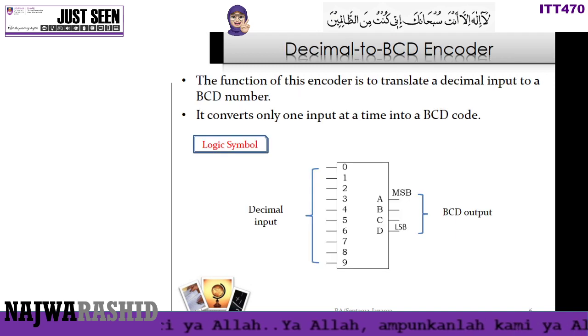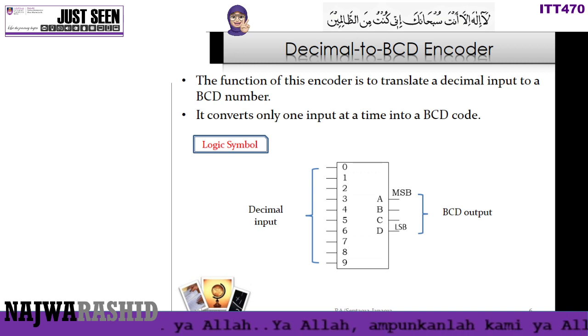We have the encoder, and we also have the priority encoder. Later on we'll discuss the priority encoder. The function of this encoder is to translate a decimal input to a BCD number. Okay, we look at the first example: the decimal to BCD encoder. We use this encoder to translate the decimal input into the BCD number, binary coded numbers. It converts only one input at a time into a BCD code.